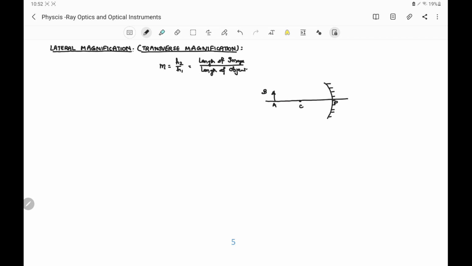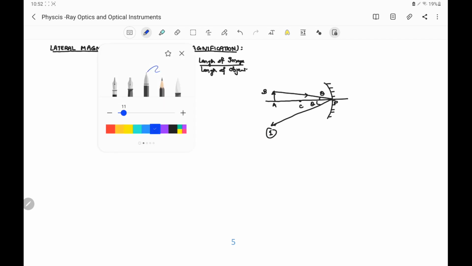We take two rays from the point B. Suppose one ray is incident directly at the pole. If the angle of incidence is theta, because the line joining the center of curvature and the mirror is normal to the mirror, therefore CP is the normal and the reflected ray will be at the same angle. This is the first ray of reflection.